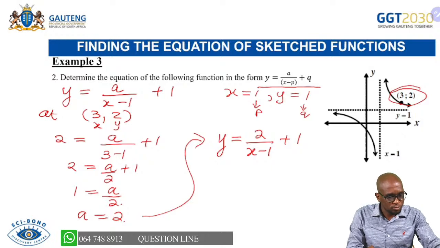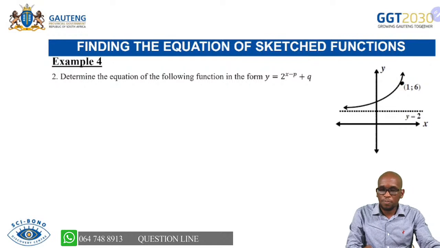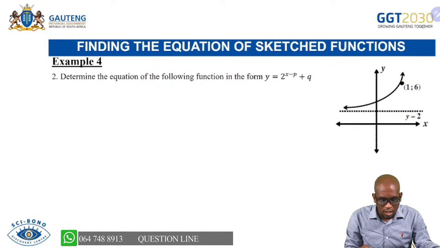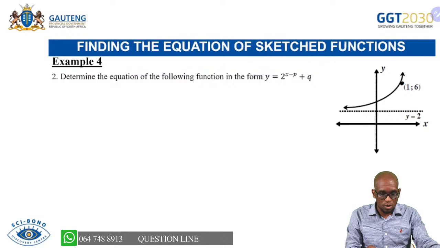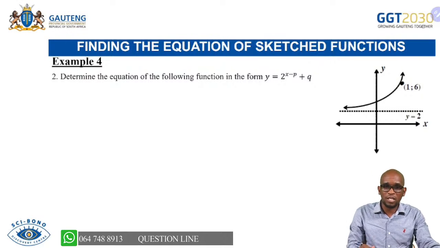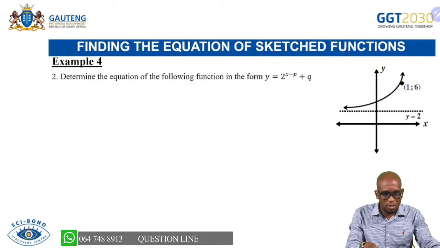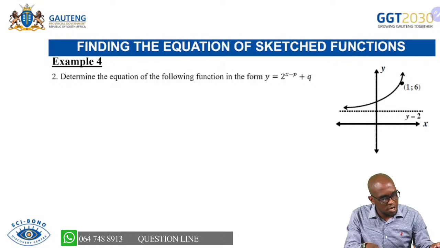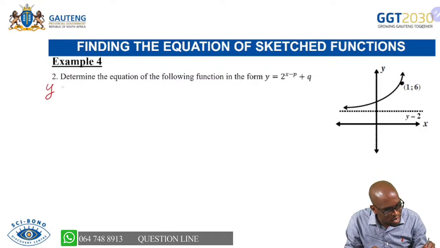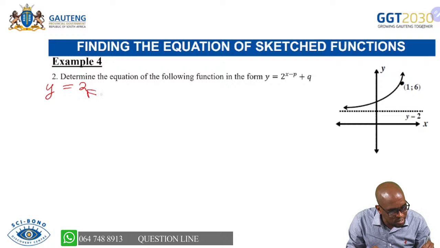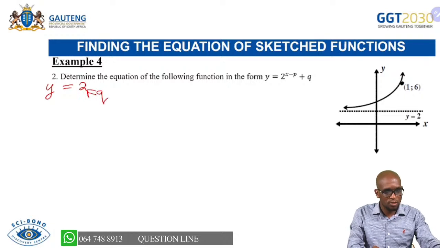Moving on. In example 4, we are now working with an exponential function, and they want us to find its equation. We are given the horizontal asymptote y equals 2. Remember, the value of q represents the vertical shift. In this case, we are given y equals 2 as our asymptote, so we know that this represents the value of q.